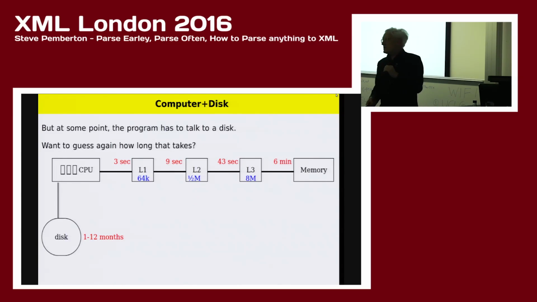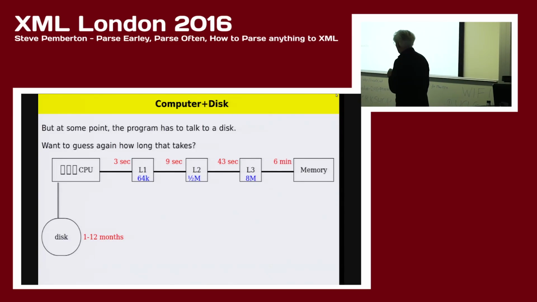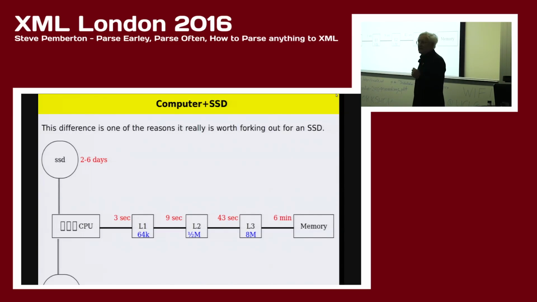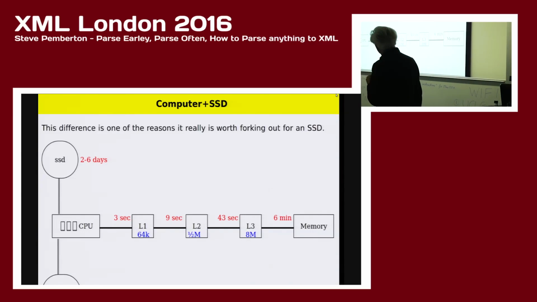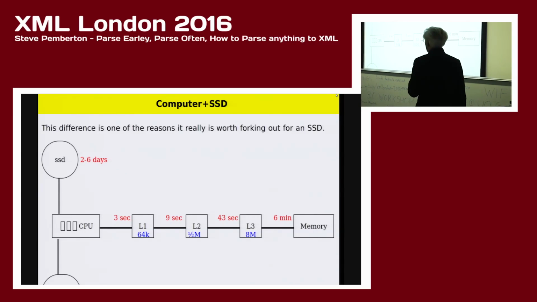Now, that's, of course, a long time, and that you're not going to solve very easily with hardware. In fact, it's the reason why you should get an SSD, because an SSD will only take 2 to 6 days to get data, so it really does make your computer faster.